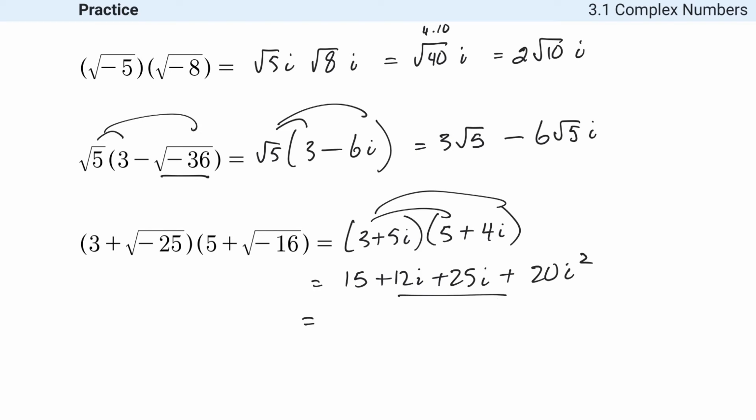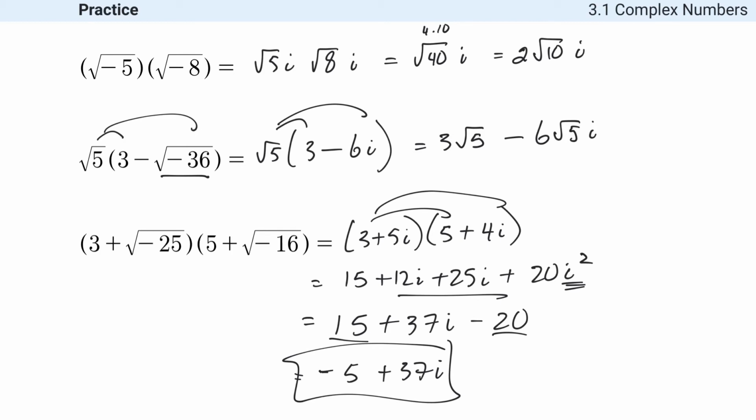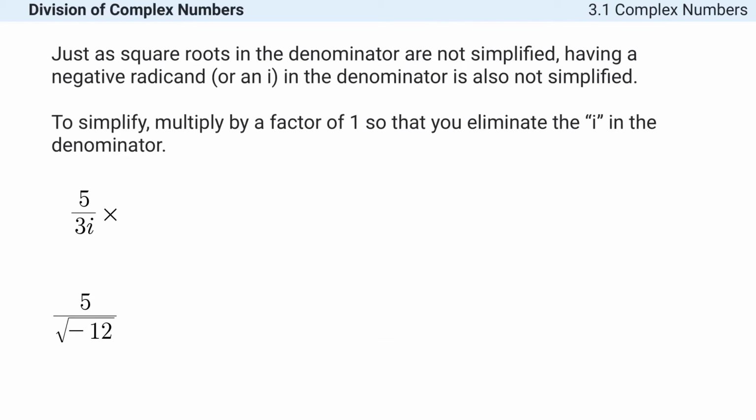Okay, I can combine these middle two. So 15 plus 37i plus, and anytime I see an i squared, I can make that a negative 1, right? So that would change this sign, so this would become a negative 20. Oh, and then I've got like terms again. 15 take away 20 would be negative 5 plus 37i. That'd be my answer for that one. Okay, so that is multiplication.